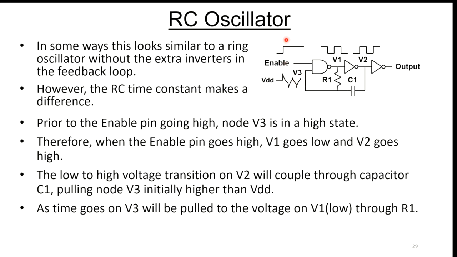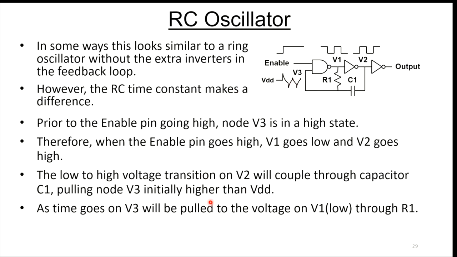Therefore, when the enable pin goes high, V1 is going to go low, and V2 is going to go high immediately. The low to high transition on V2 is going to couple through capacitor C1, and it's going to try to pull V3 up. If you take the right side of capacitor C1 up, the left side wants to follow it. So initially, it's going to pull node V3 a little higher than VDD.